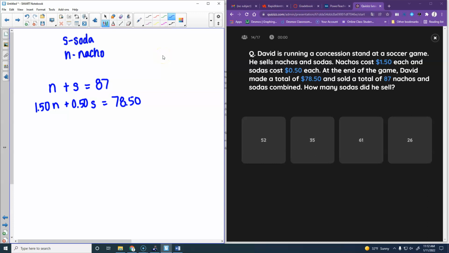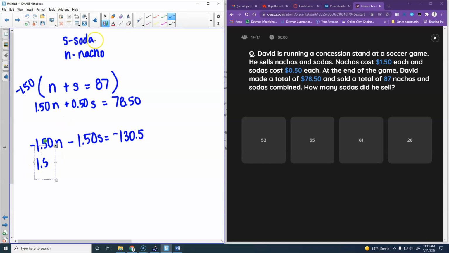All right, so which one are they asking us for? Sodas. Which one should we try to get rid of? Nachos. Because if you get rid of nachos, then the answer is going to be sodas, and you don't have to plug anything back in. So if I have a 1.50 here, I need to multiply this top equation by negative 1.50. So it's going to be negative 1.50 N minus 1.50 S equals negative 130.5. And then I've got just the bottom equation, nothing changed.